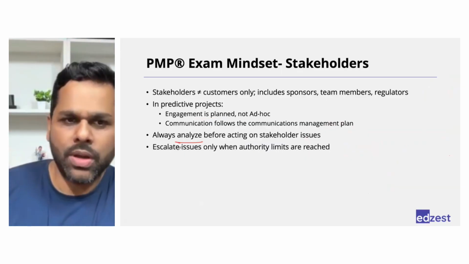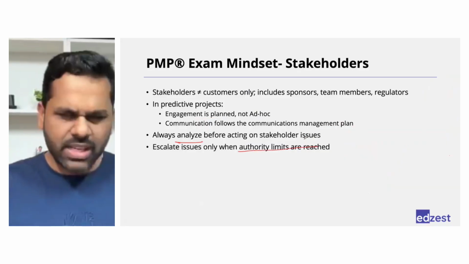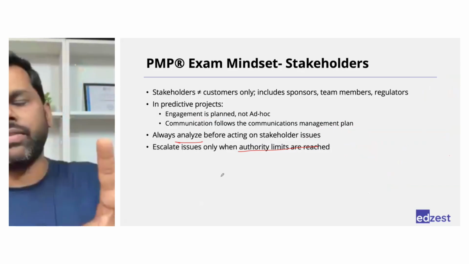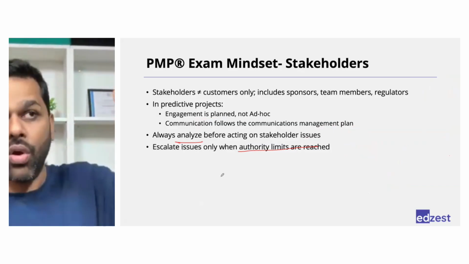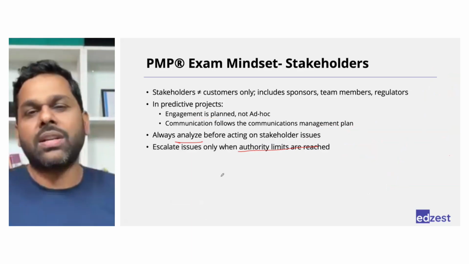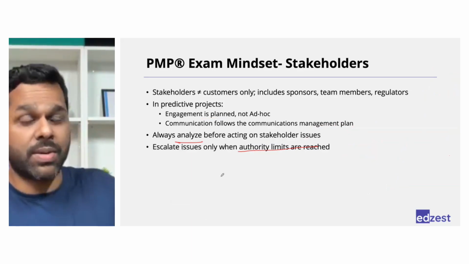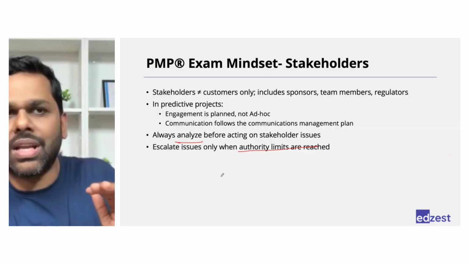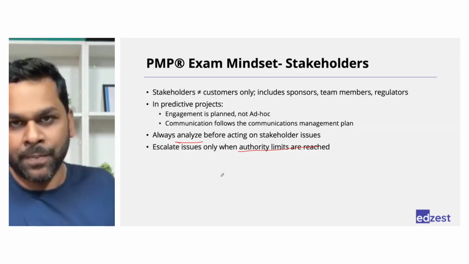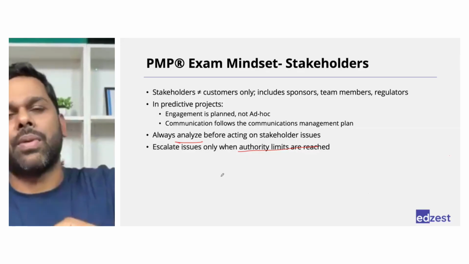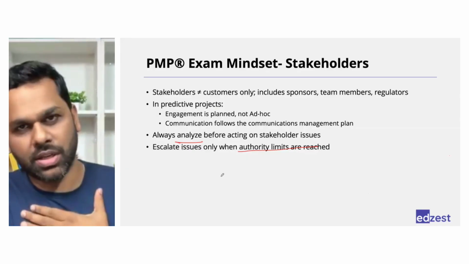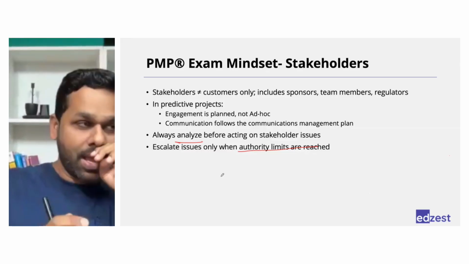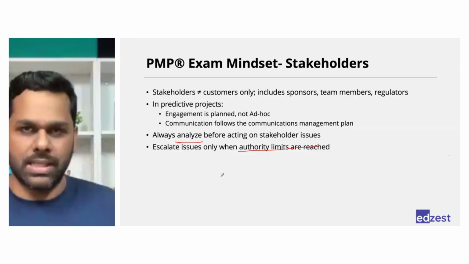Also, escalate issues only when authority limits are reached. We had discussed this yesterday also. The question will tell you that the project manager has tried everything, yet the problem was not solved. Only then you escalate. If the question tells you that the sponsor is very good in risk management and you have a risk management problem, will you escalate? No. It doesn't matter whether my sponsor is a gold medalist in risk management. Their role is as a sponsor in my project. My role is to manage the project. So the project manager will discuss with the team, and they will solve the problem themselves. If they are not able to solve it, then they'll go to somebody else.